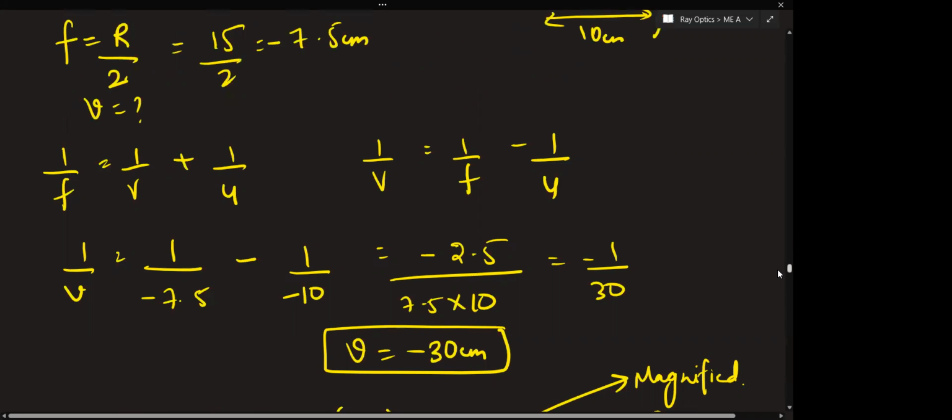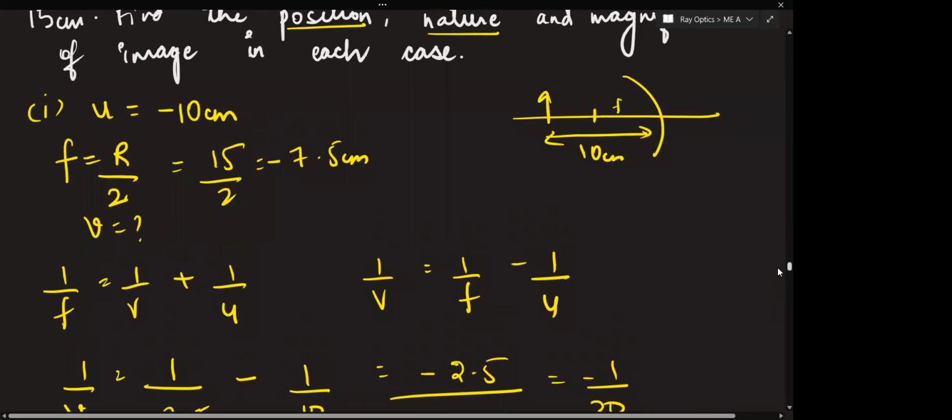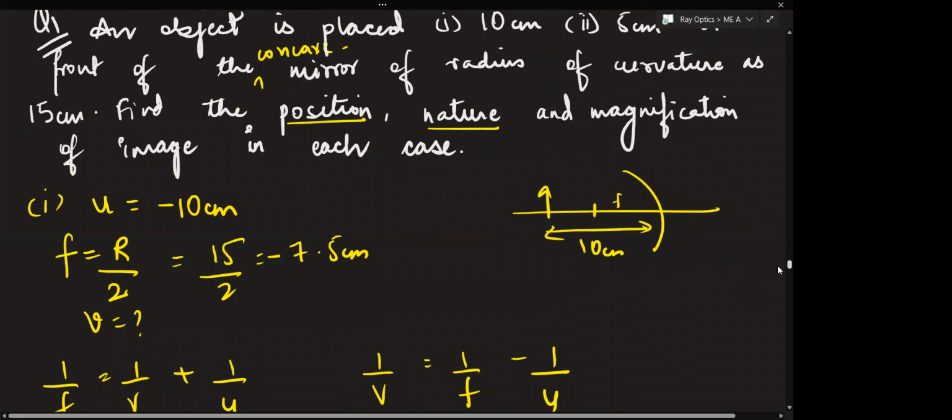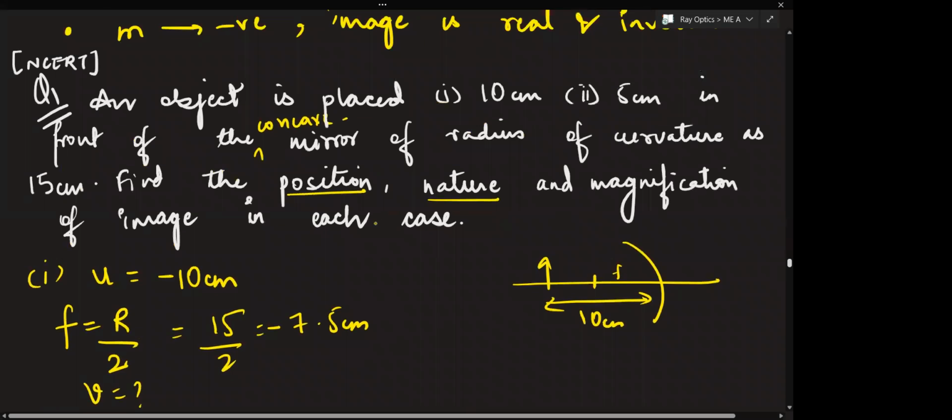Note it down and try this second part by yourself. Everything will be the same. Instead of 10, you have to take 5. 5 centimeters is the object distance. Try this yourself. Firstly, note this down and then try that. So this is a standard question. These types of questions do come in your exam.